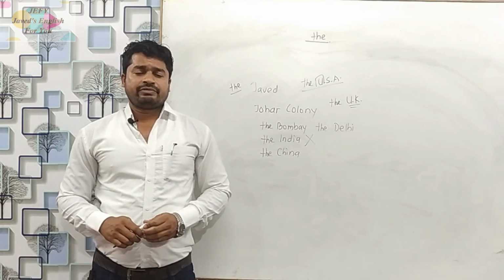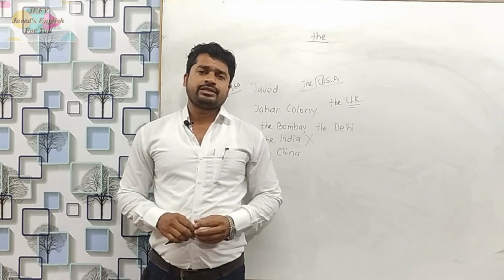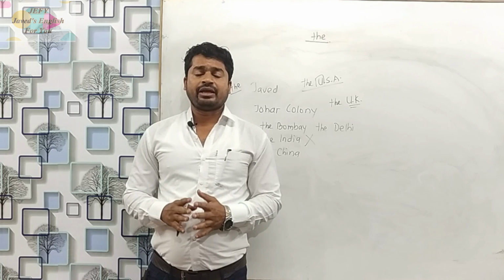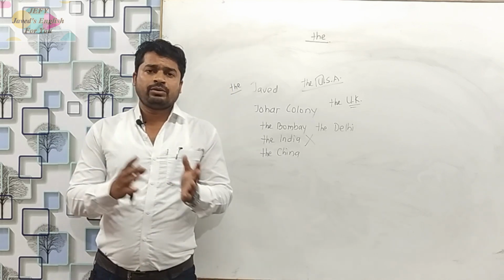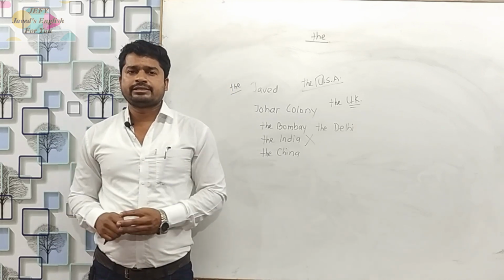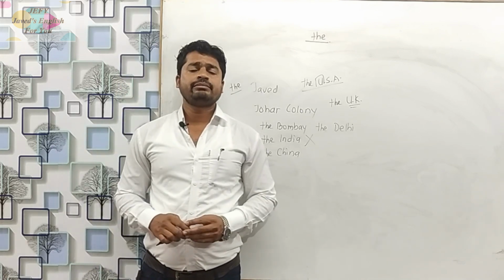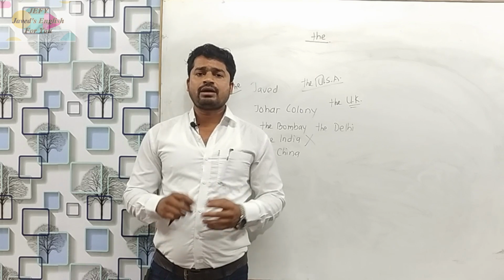So in today's lecture, we have seen that there are two kinds of articles, definite and indefinite. We have seen their usage, and we have also seen where not to use articles. A and an, they can be used before nouns which are countable.